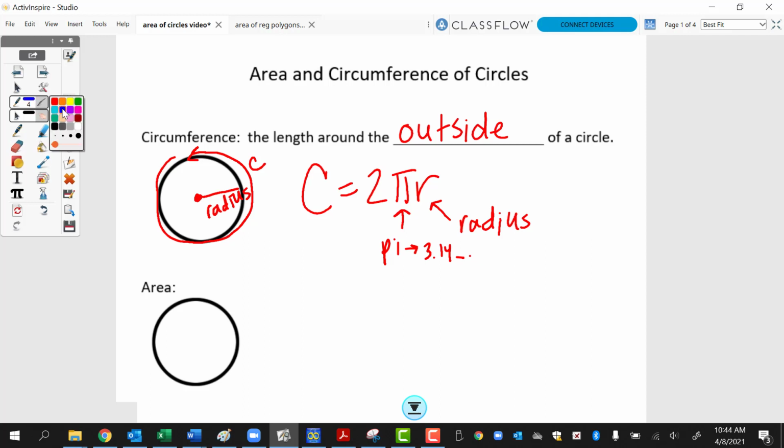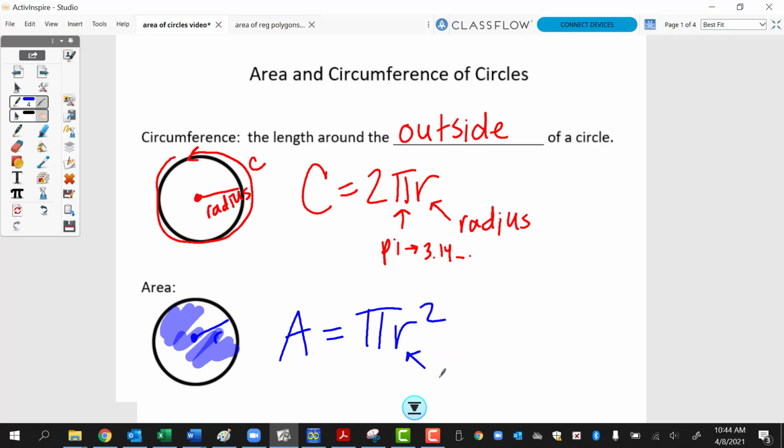For area, again, there is going to be a formula. We still need the radius for area, and we know that area is the inside of the circle, so the space in here is the area. Okay, circumference is the outside, area is on the inside. So our formula for area is A equals pi r squared, where r is still the radius. And again, this is still pi.